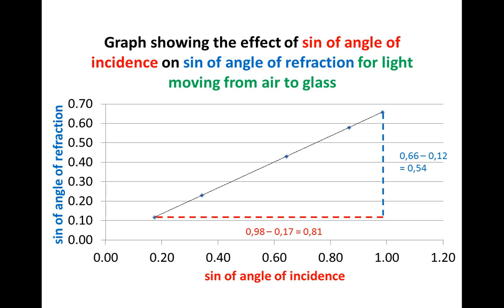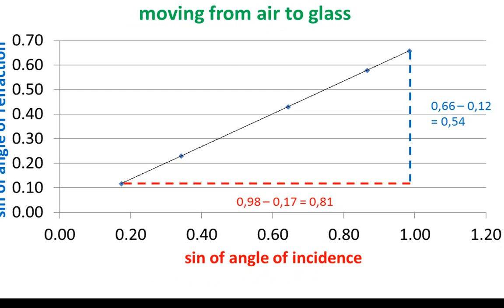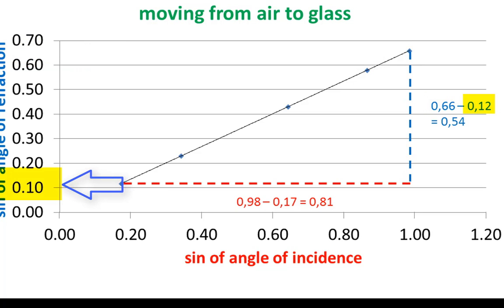Now there's something interesting here. Let us work out the gradient for this graph. Now you can take the gradient for any section of the graph, but maybe the easiest is to take the whole graph, which is what I've done here. So gradient is rise over run. We need the rise, the difference between the greatest y reading and the smallest y reading we have, which is 0,66, that's our greatest y reading, minus 0,12, that's our smallest y reading for this particular data, and the difference between that is 0,54. So that's the rise of this graph.